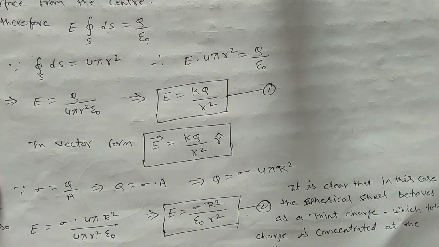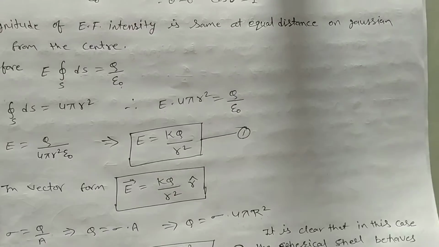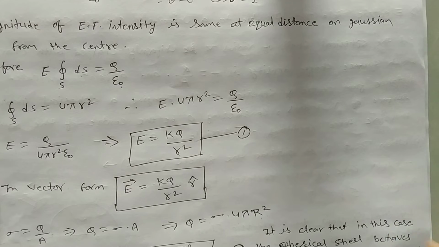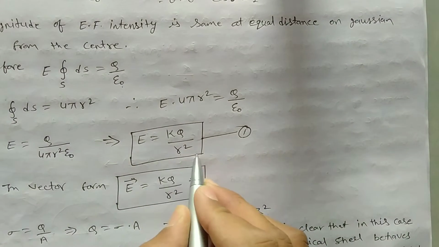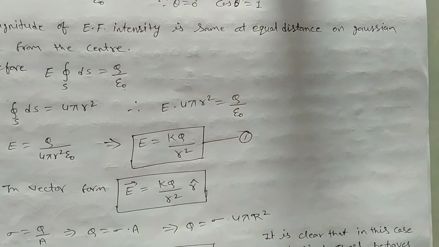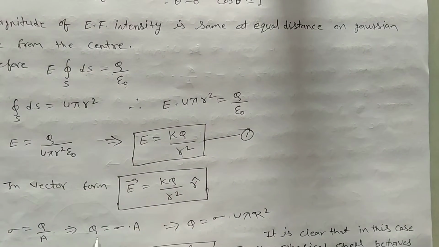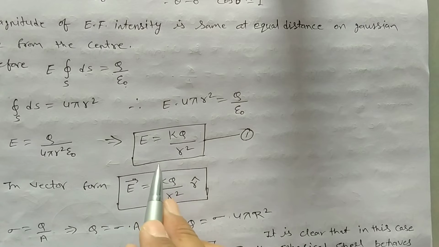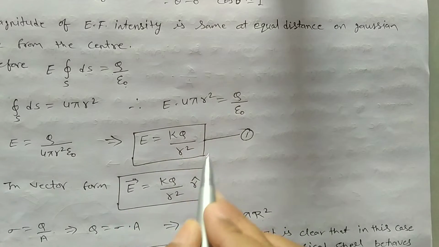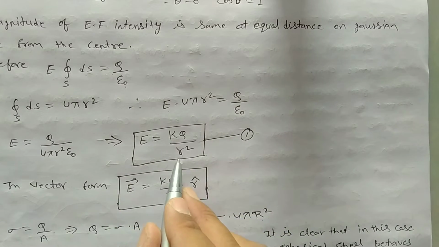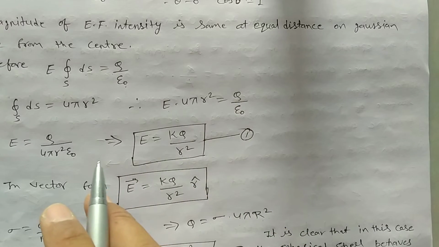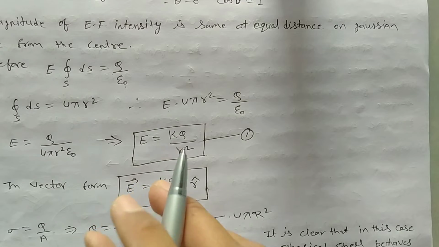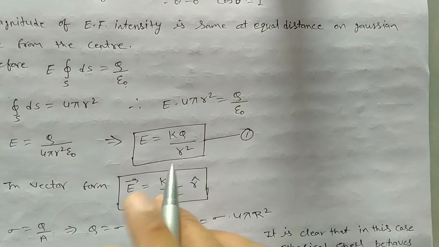In the previous chapter, we studied the electric field intensity due to a point charge, whose expression is like this. Here it is clear from this equation that the spherical shell behaves as a point charge, whose total charge is concentrated at the center.